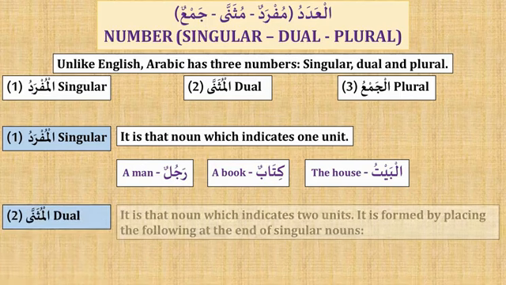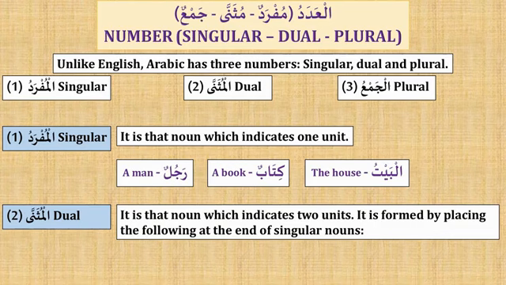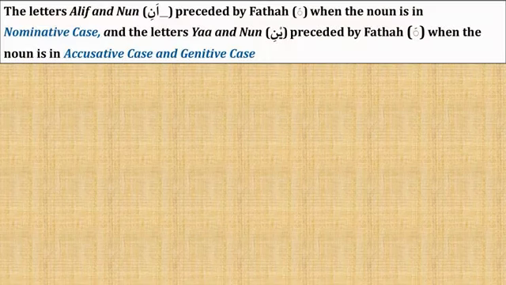Al-muthanna, dual. It is that noun which indicates two units, two objects or two things. It is formed by placing the following at the end of singular nouns. The letters alif and nun, ani, preceded by fatha when the noun is in nominative case, when it is marfu', and the letters ya and nun preceded by fatha when the noun is in accusative case or genitive case, when it is mansub and majrur.